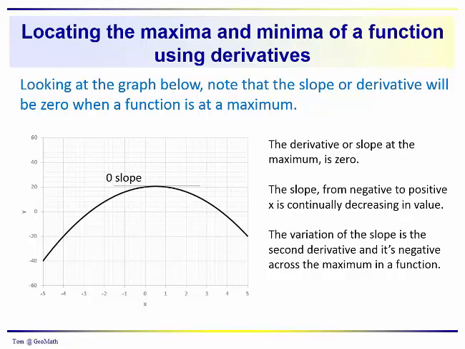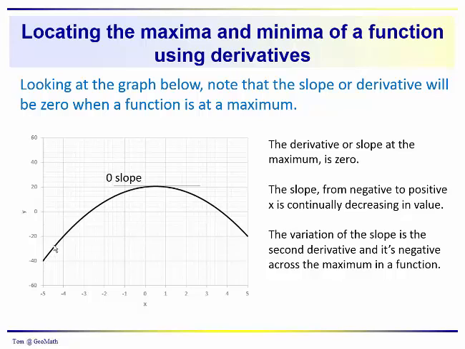So let's take a look at a function which rises up to a maximum and then drops off from its maximum. We know if we take the derivative that the derivative is just the slope. So the slope is going to be 0 at the maximum. Now, it would also be 0 at a minimum, so the question is, are we looking at a maximum or a minimum when the slope of a function is 0? The variation of the slope is the second derivative, and it's negative across the maximum.